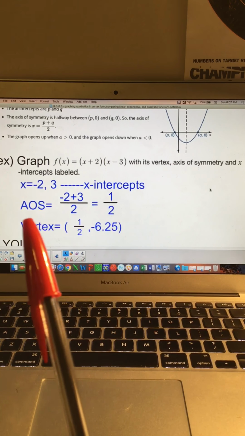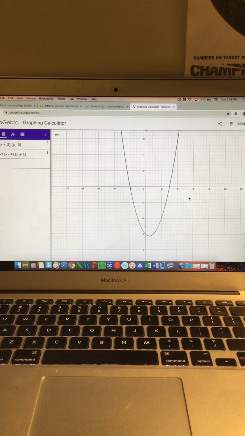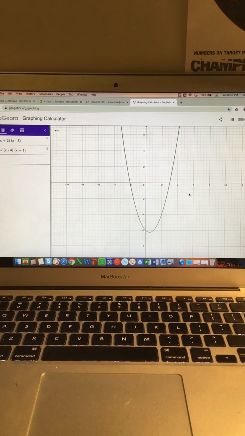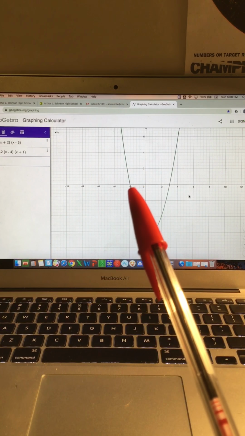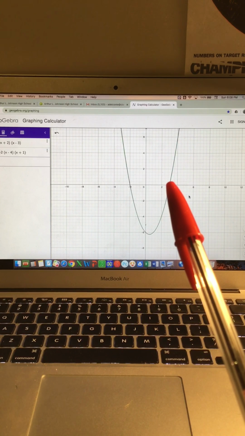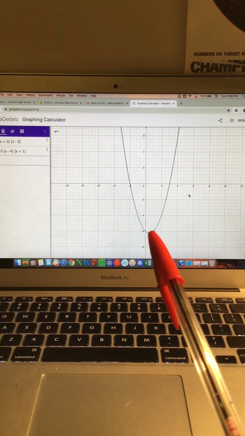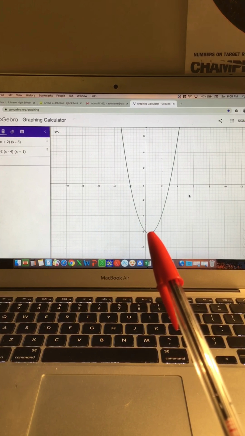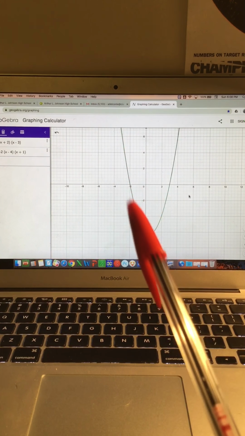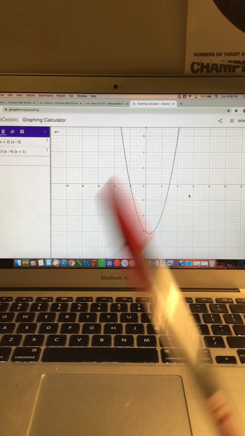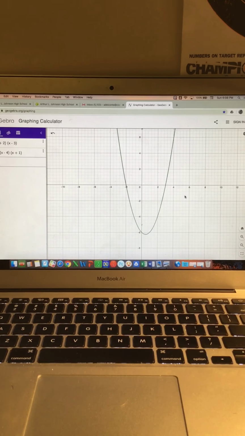Now when we go to graph it, the graph should look like what we got here. We got our x-intercepts. I'm going to plot those: negative 2 and 3. Our vertex, 1/2 and negative 6.25, and then we're drawing a U through them because we know it's a quadratic. All right.